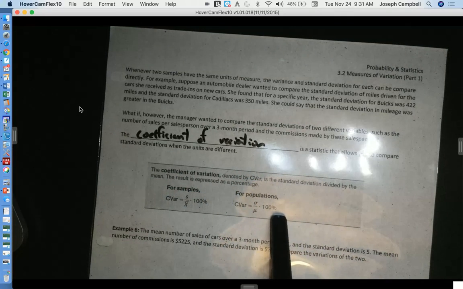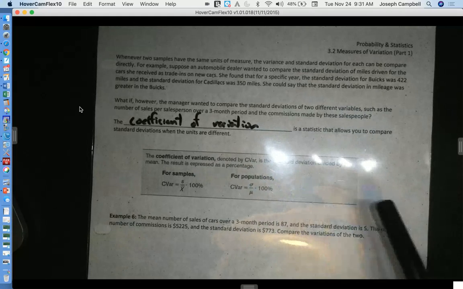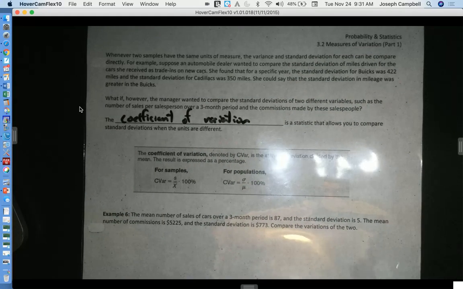This is usually read as CVAR, or the coefficient of variation. It's standard deviation divided by the mean. So the result is expressed as a percentage. And since it's expressed as a percentage, all percentages are comparable, right? At least in a sense. We shouldn't be subtracting and adding percentages because their denominators are going to be different.